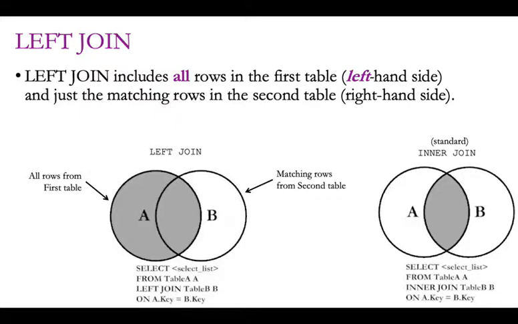Okay, so the simplest one is a left join. This is where you include all the rows from the first table.